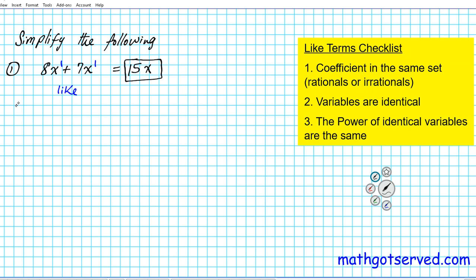All right, let's take a look at the next question, number 2. What if we were to simplify negative 13y squared plus 4y squared?